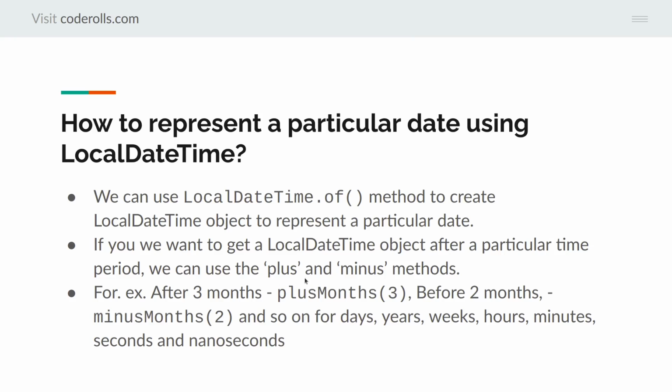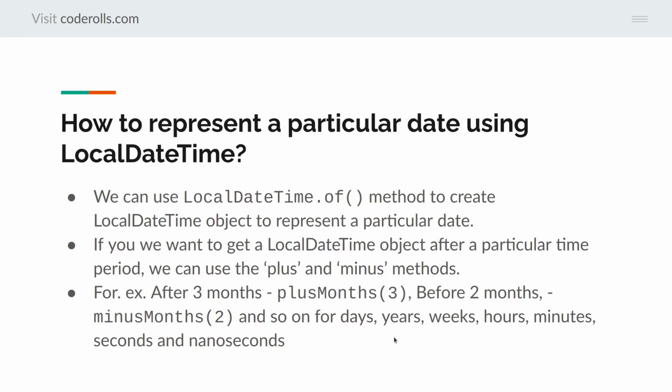Then we can use the plus and minus methods. We can use the plus and minus methods to add or remove a particular period of time from the LocalDateTime. You can check the example here. If I want a date after 3 months, then I can use the plusMonths method and pass the value 3. Let's say I want a LocalDateTime object of before 2 months, I can use minusMonths and pass the value as 2. And there are similar methods for days, years, weeks, hours, minutes, seconds, and even nanoseconds.